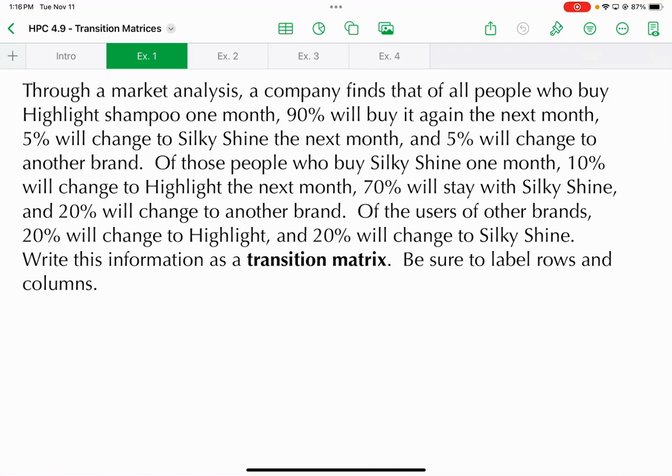Through a market analysis, a company finds that of people who buy Highlight shampoo 1 month, 90% will buy it again the next month, okay? 5% will change to Silky Shine the next month, and 5% will change to some other brand. Of those people who buy Silky Shine 1 month, 10% will change to Highlight the next month. 70% will stay with Silky Shine, and 20% will change to some other brand. Of the users of other brands, 20% change to Highlight, and 20% change to Silky Shine.